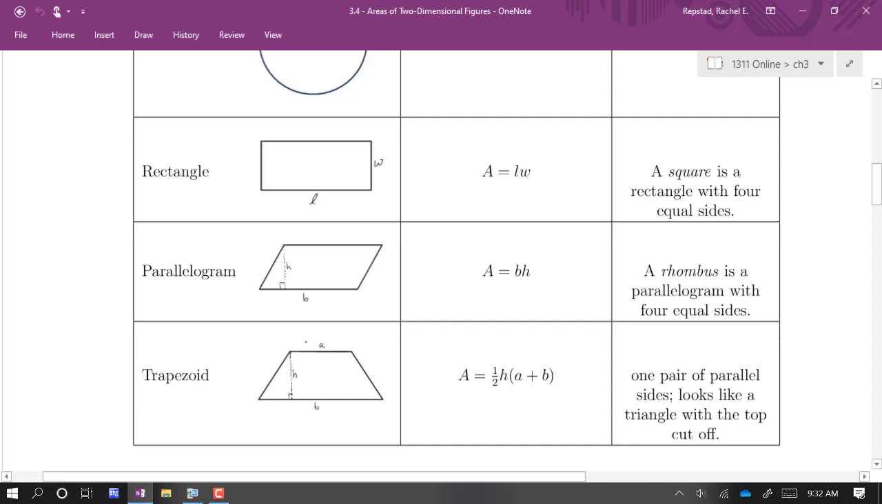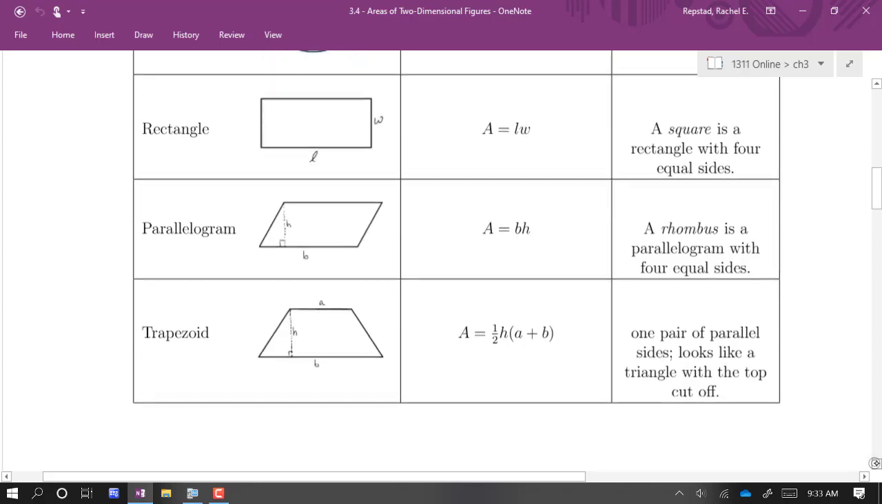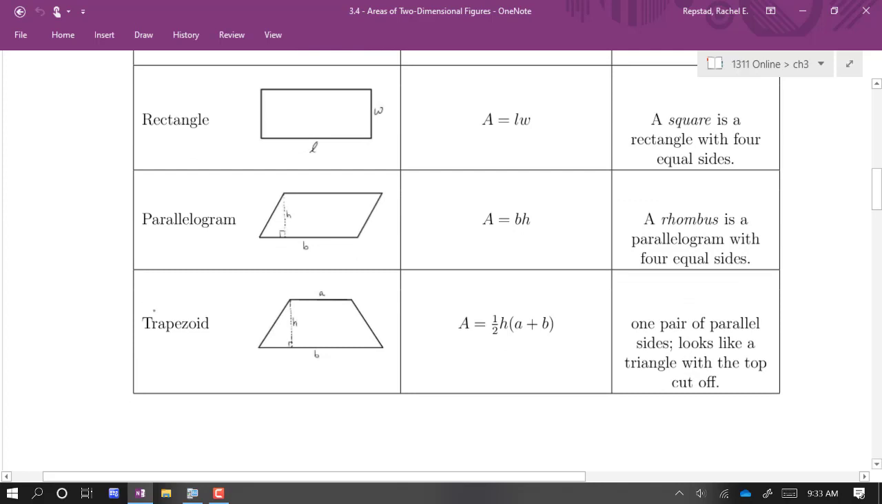With a parallelogram, we find that area by taking base times height. It looks similar to the formula for a rectangle, but just note that you're not multiplying the two side lengths. The height is always perpendicular to the base. So you have to know that height to get the area of a parallelogram. A rhombus is just a parallelogram with 4 equal sides. And a trapezoid is basically a triangle with its head cut off.